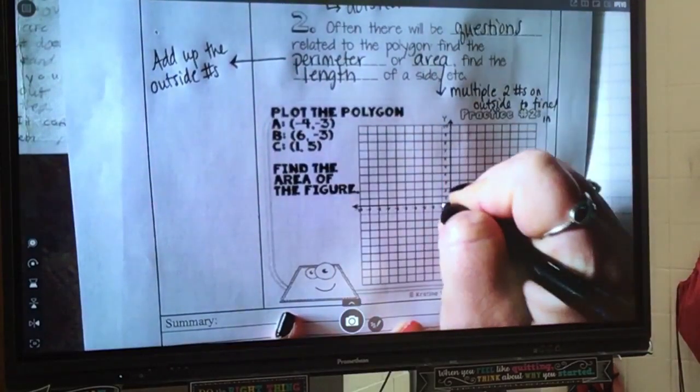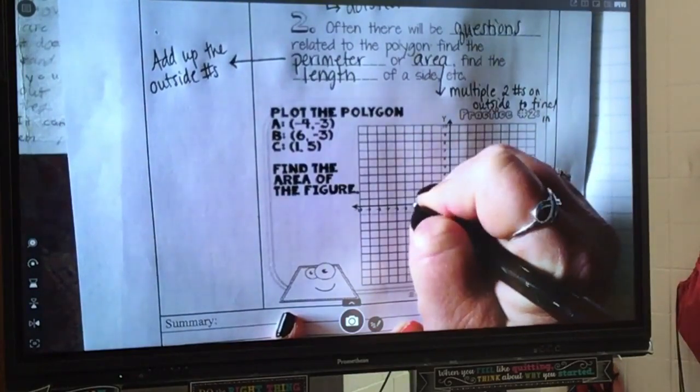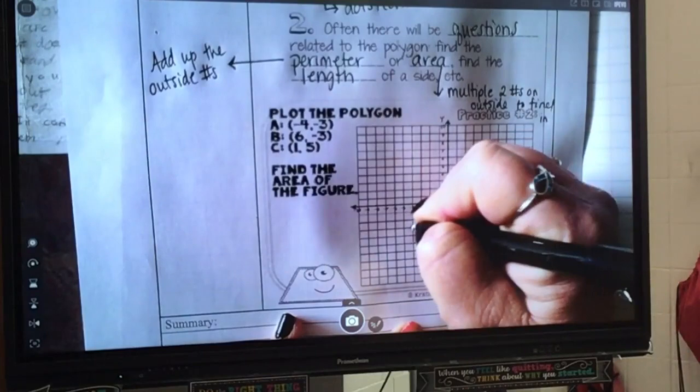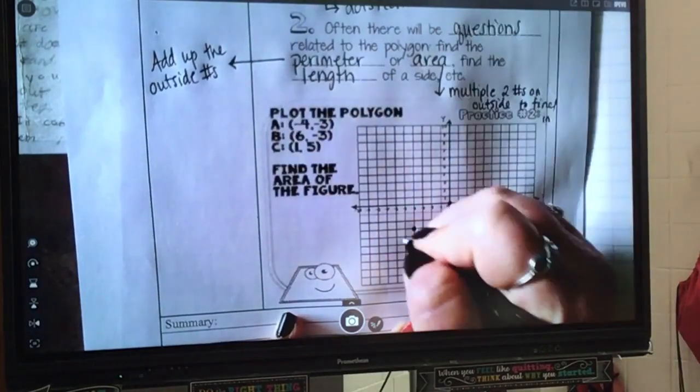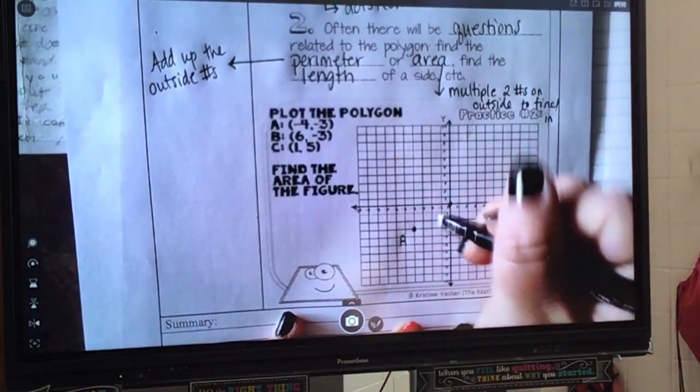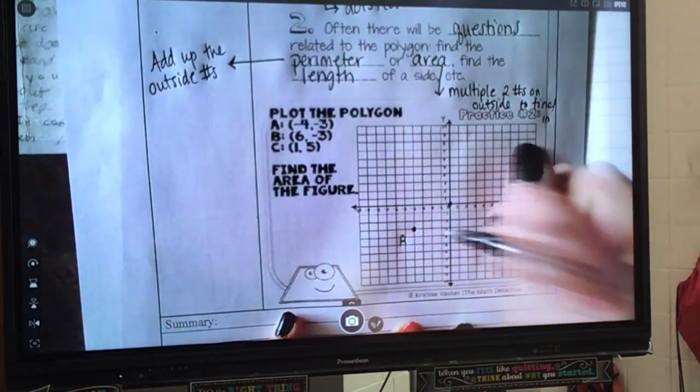So I'm going to go 1, 2, 3, 4. And then I'm going to go -3, which is down. 1, 2, 3. I'm going to put my dot right there, and I'm going to label that A. So it's 4 to the left, down 3. And then just put an A next to that one.